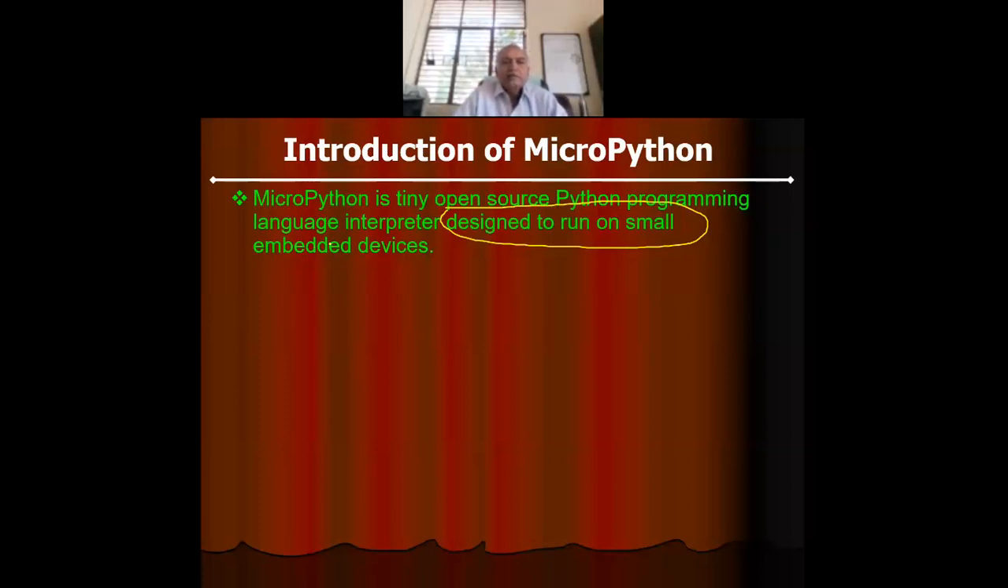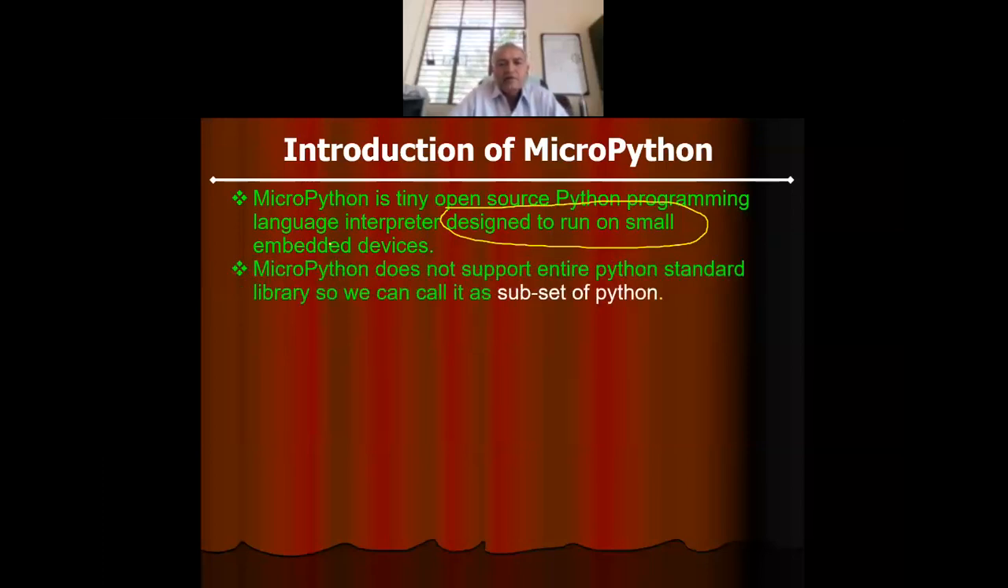MicroPython doesn't support the entire Python standard library, so we can call it a subset of Python. Naturally, not all libraries will be supported because it is designed for small embedded devices where memory is limited. In a small memory, we cannot fit all the Python modules, so it has very minimal support.